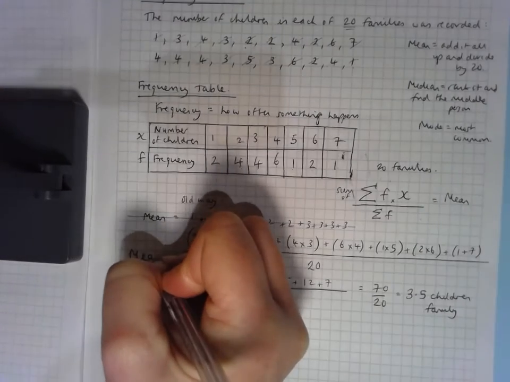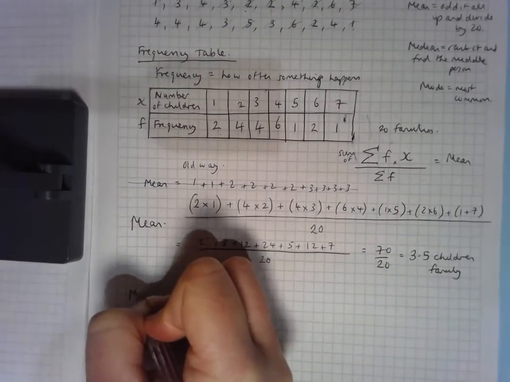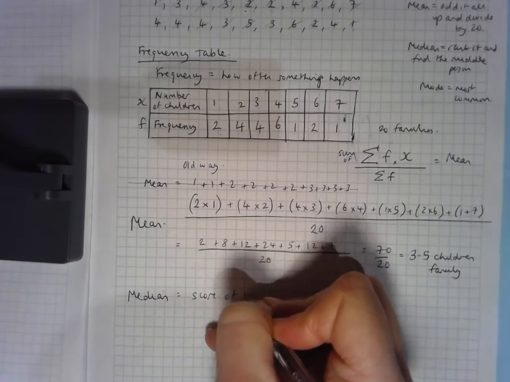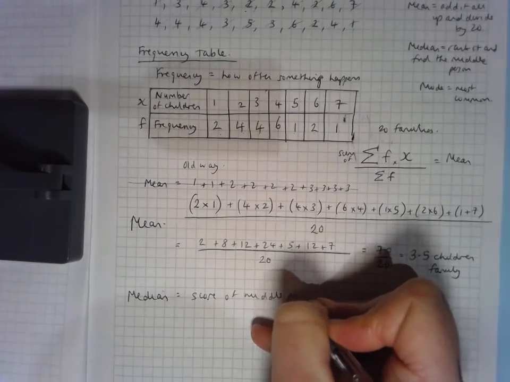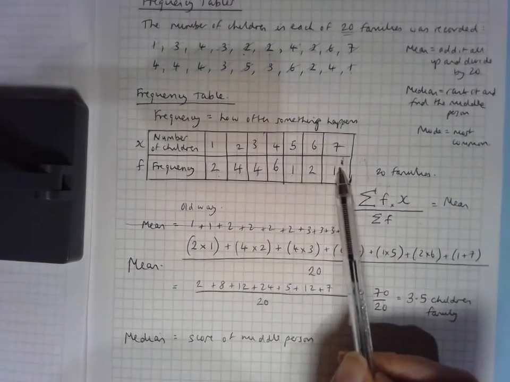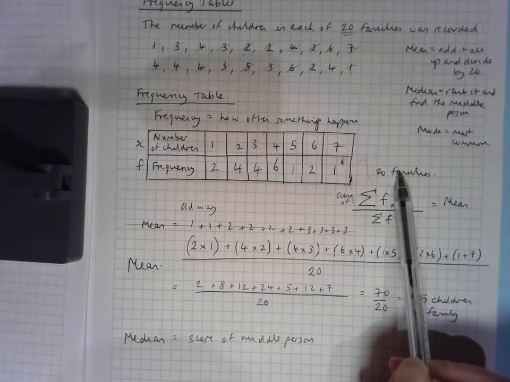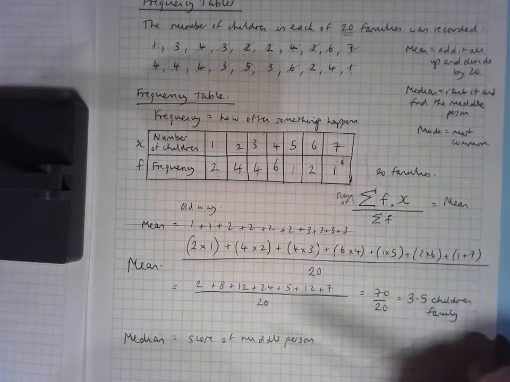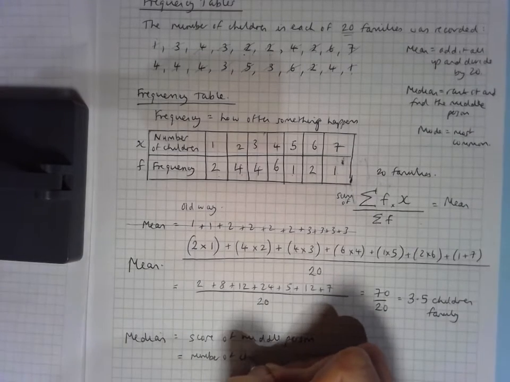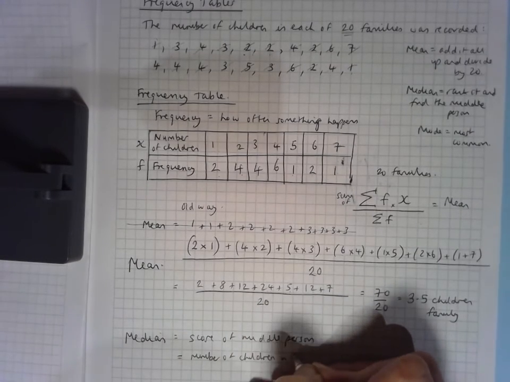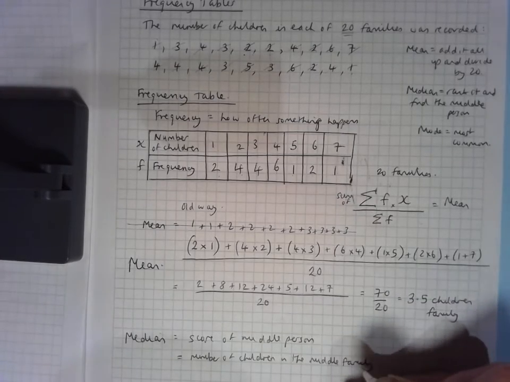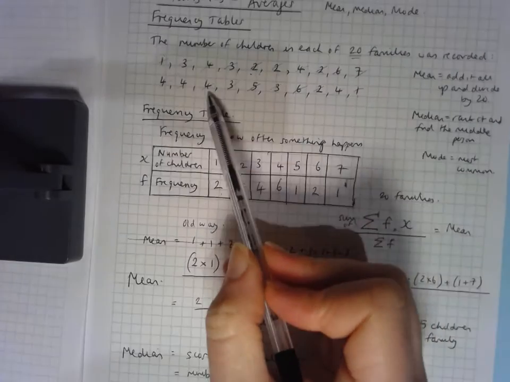What about the median? Well, the median is the score of the middle person. So looking at this here, there are 20 families. In this case, it's the number of children in the middle family, isn't it? If I was to line up all those families according to the number of children in them, I'd go for the middle family.